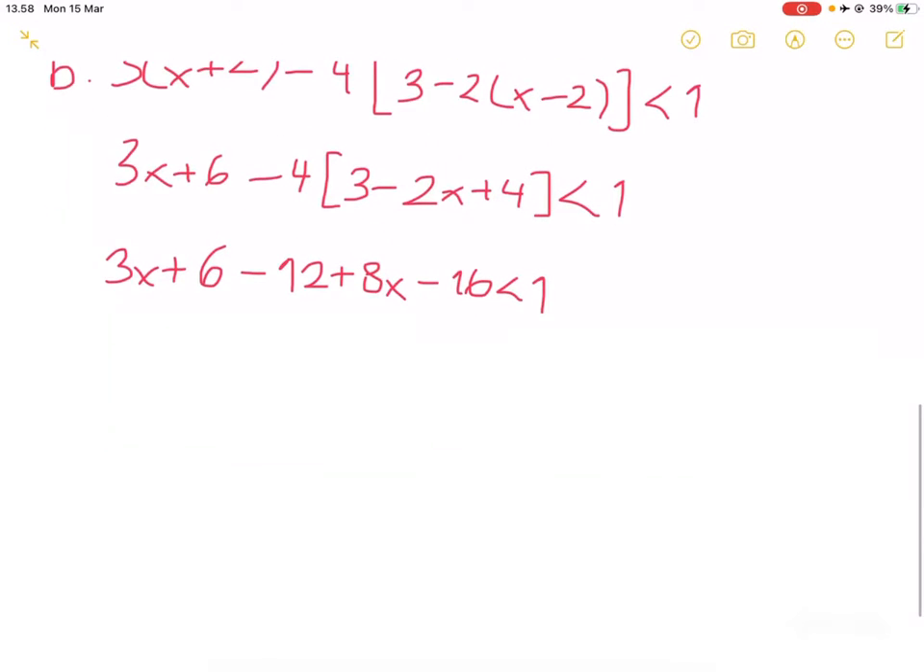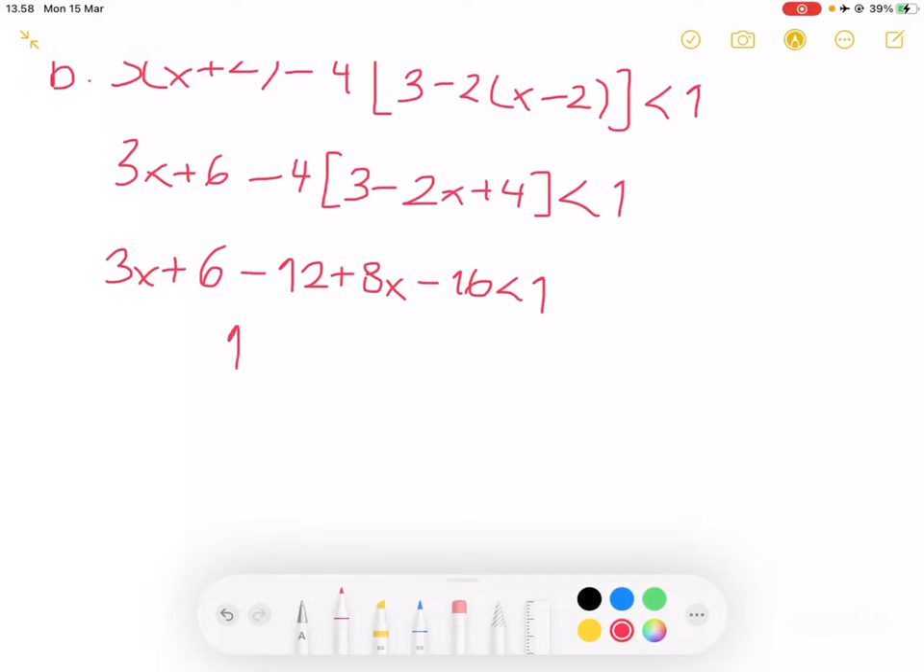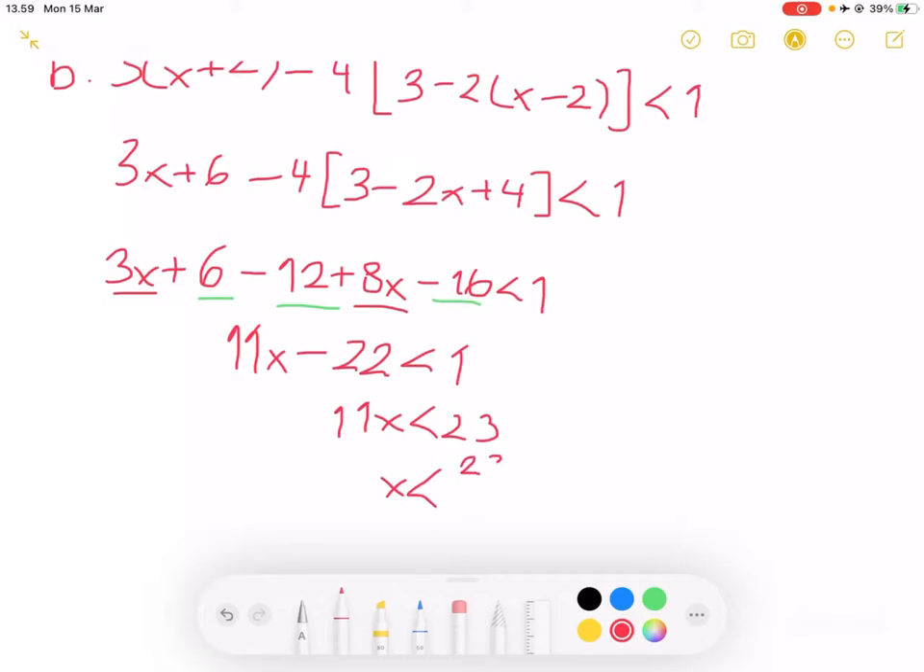From here we can group like terms. So we have 11x, grouping this and this, and then grouping the constant terms, you'll get negative 22 is less than 1. Adding 22 on both sides, and then afterwards dividing both sides by 11. So you get 23 over 11.